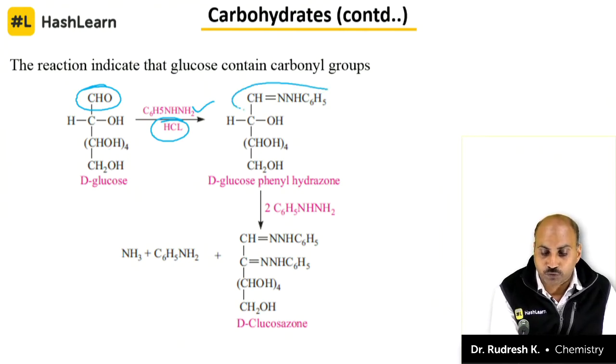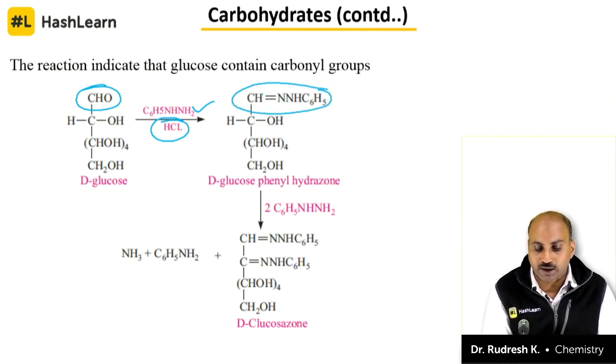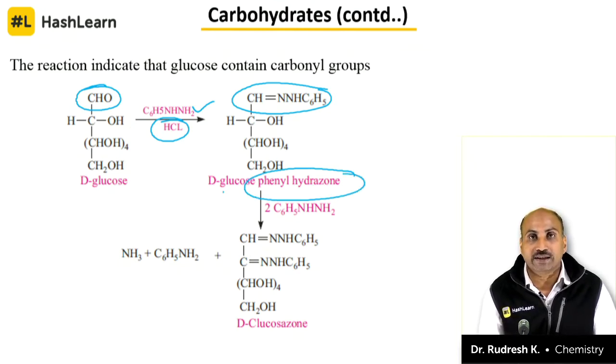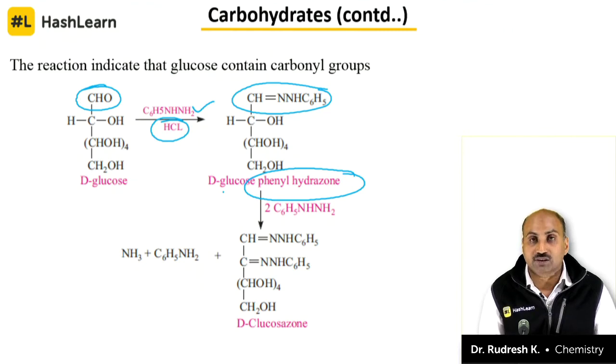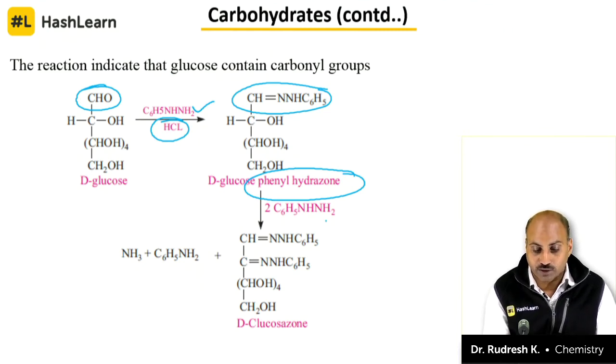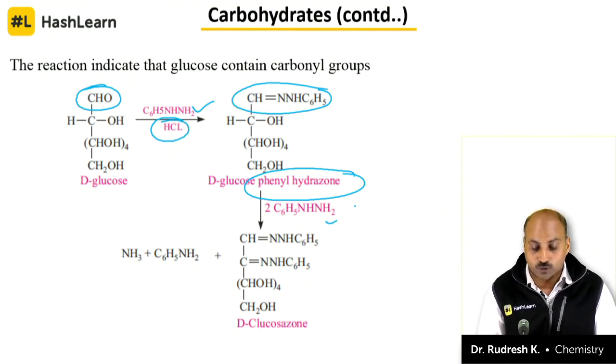Thereby it forms a special compound called phenylhydrazone. This is the indication that any carbonyl compound, when treated with it, forms hydrazones. Further, when it is treated with excess phenylhydrazine, it converts into glucosazone. So this is how the osazone formation takes place.